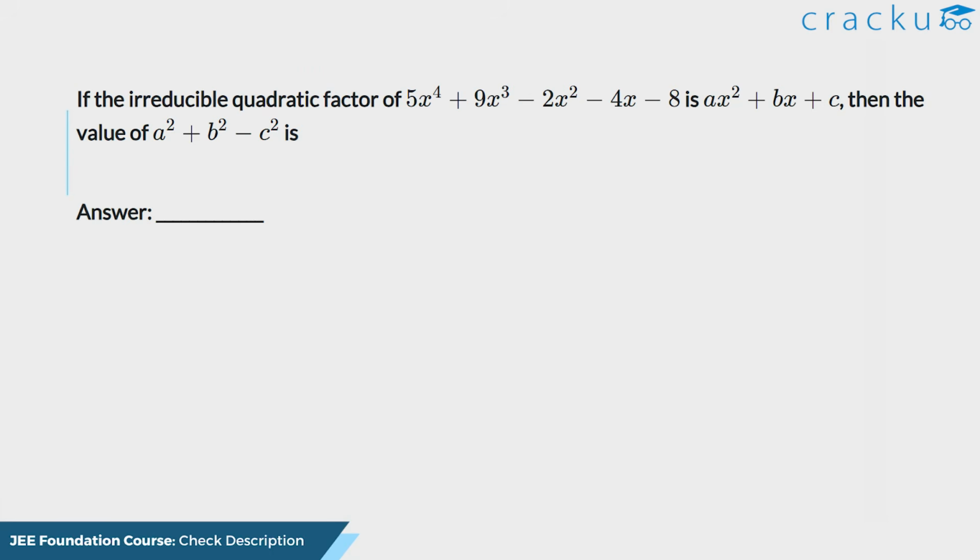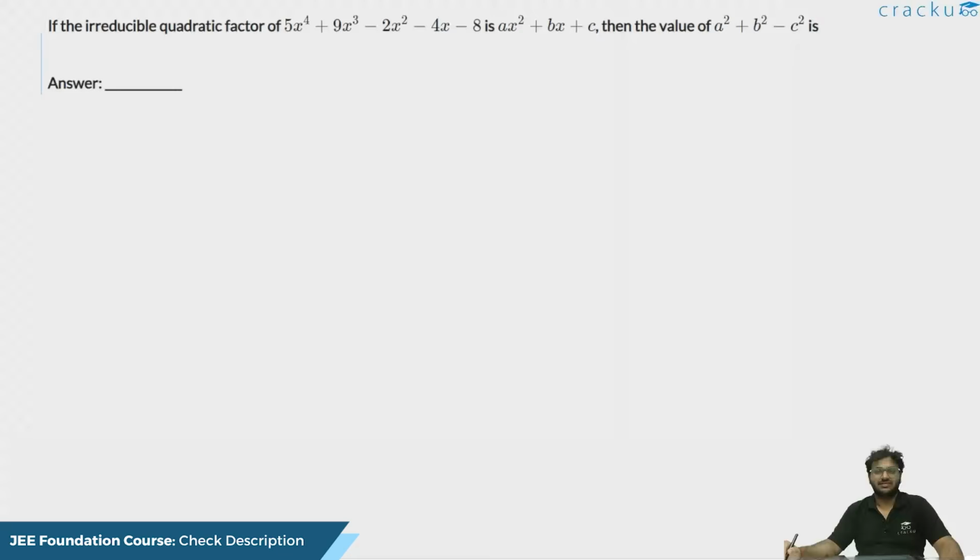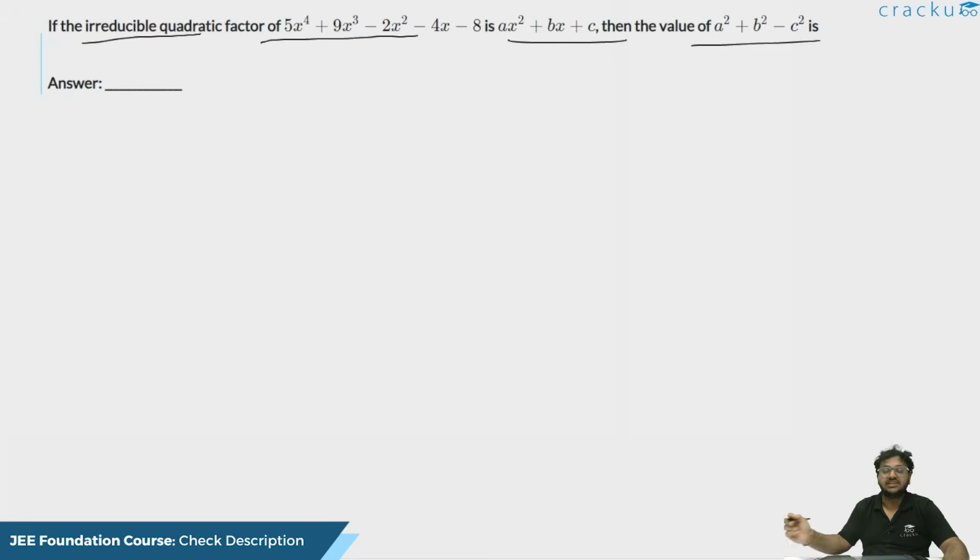Hi everyone, let us look at this question. The question says that if the irreducible quadratic factor of this is ax square plus bx plus c, then find the value of a square plus b square minus c. So we need to find the factors of this equation.